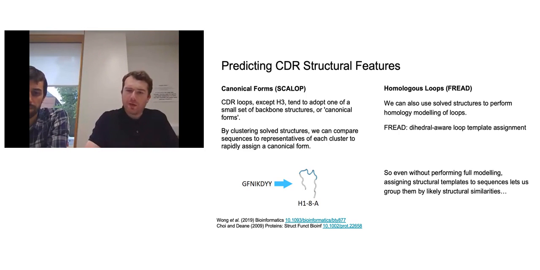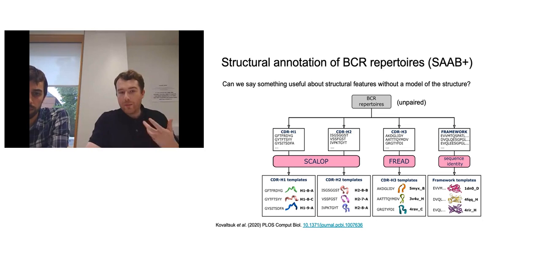And so what's really cool about this whole approach is even without actually doing any explicit modeling of the structure of your sequences, you can start to very rapidly group your sequences in your repertoire by their structural similarities, and then therefore likely modes of binding. And taking all this information together, we developed a tool for structural annotation of BCR repertoires called SAbR+.